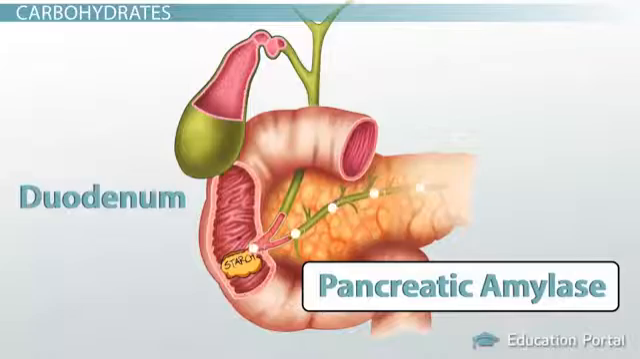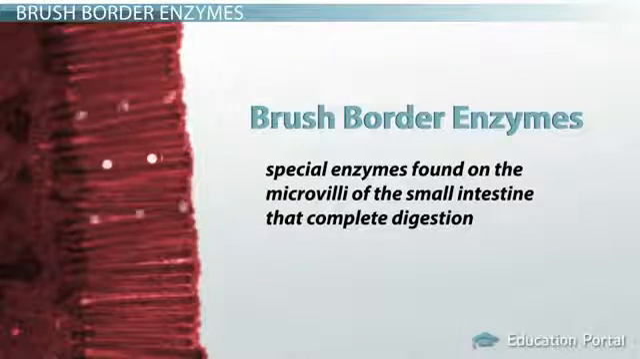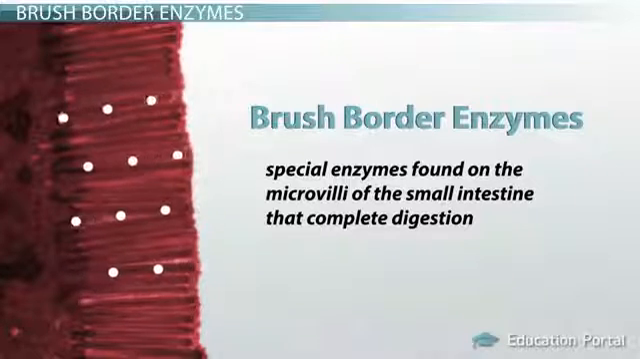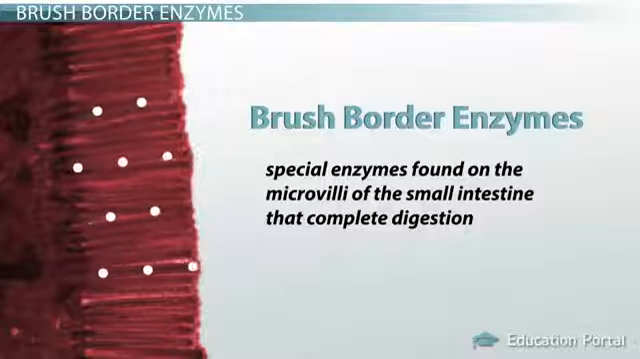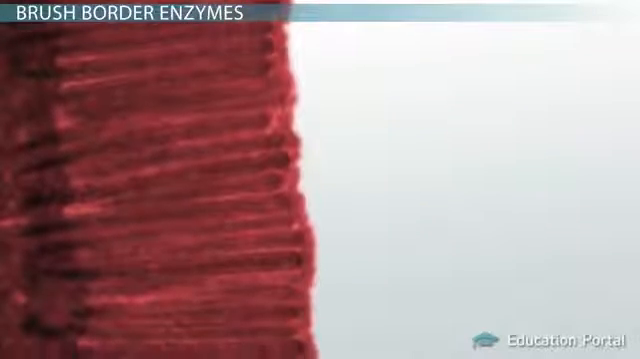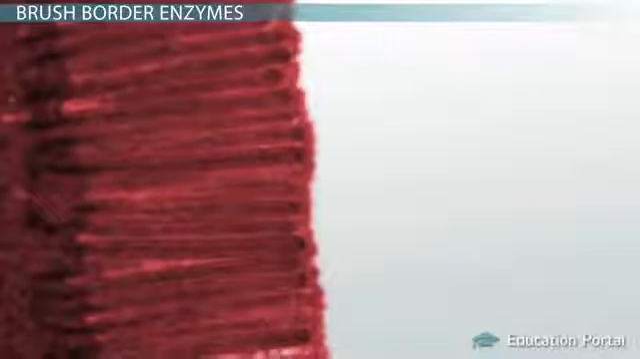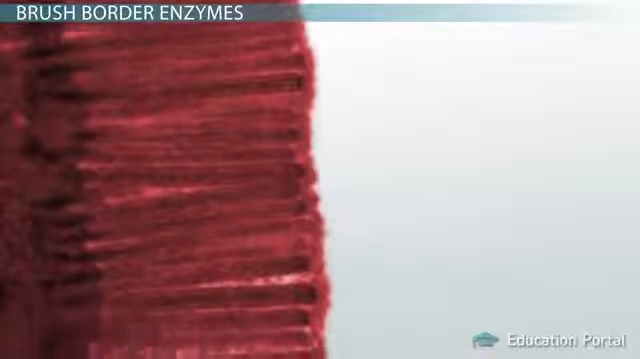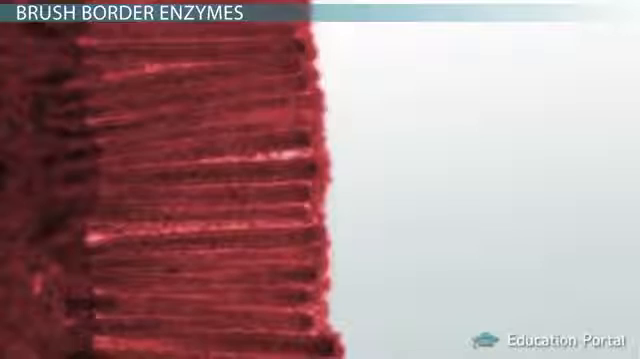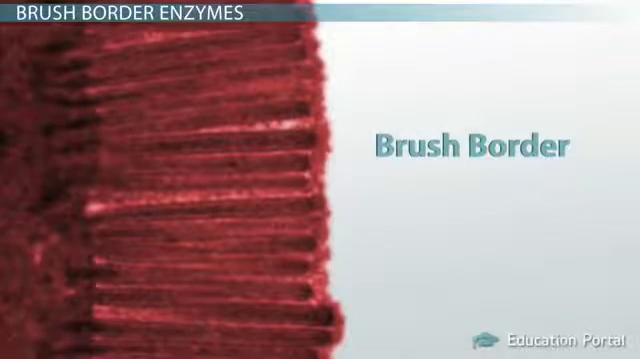of the carbohydrate. Any remaining sugars are acted upon by brush border enzymes. Brush border enzymes are special enzymes found on the microvilli of the small intestine that complete digestion. Now, we previously learned that microvilli are tiny hair-like projections that increase surface area of the small intestine and therefore increase nutrient absorption. Because there are so many microvilli, the epithelial cells appear to be fuzzy, like the bristles of a paintbrush, leading some anatomists to refer to them as the brush border, hence the name.